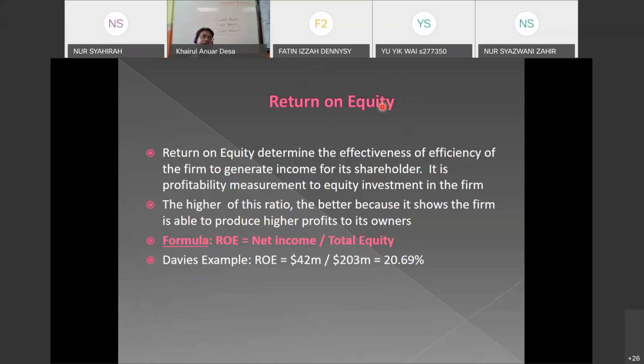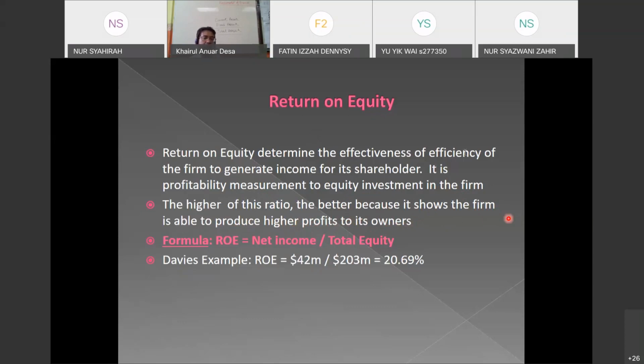Umpamanya kita melabur di dalam sesebuah syarikat, berapa ROE? Selalu mereka akan tanya berapa ROE, return on equity, ataupun ROI, return on investment. Kalau saya melabur di dalam syarikat ini. Okay. It is the profitability measurement to the equity investment in the firm. Higher ratio is better because show they able to produce higher profit to its owner.